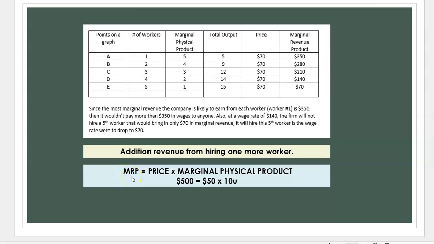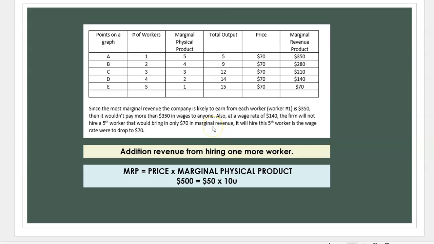When a company hires one more worker, this one more worker is going to produce X number of additional units. So here's an example right here. You hire one person and they produce 10 units extra per shift. Let's say you hire them for a shift. Well, the price for this product is $50. If the company is selling the product for $50 and when they hire you, you're bringing in 10 units per time period, that's going to bring them $500 in revenue because they hired. So that's the additional revenue from hiring one more worker.